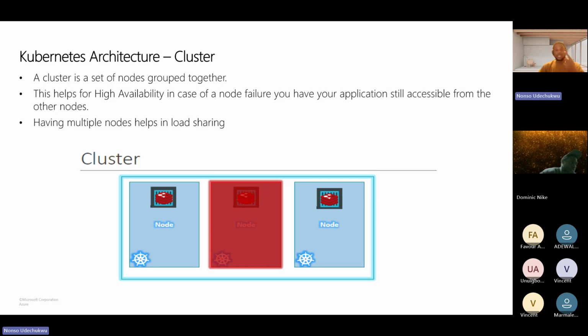So note, a node is basically a server or a VM that has Kubernetes installed on it. If you have multiple nodes, you have what is called a cluster.